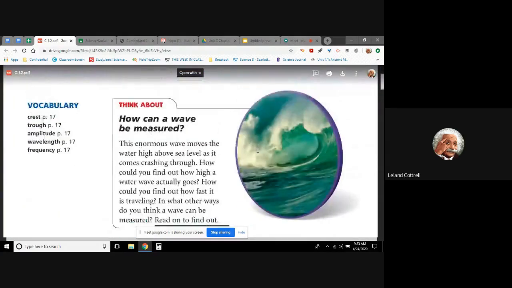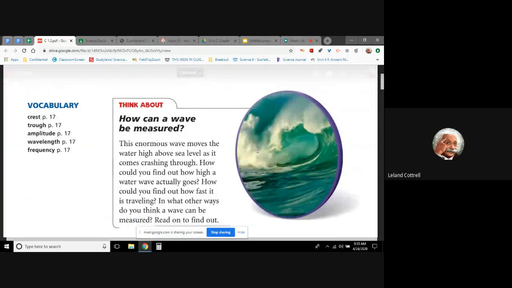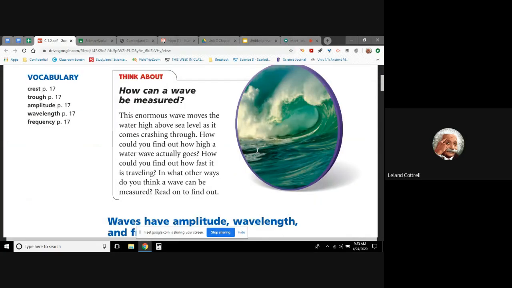To start with, I want you to think about how a wave can be measured. This enormous wave that you see pictured to the right moves the water high above sea level as it comes crashing through. How could you find out how high a water wave actually goes? How could you find out how fast it is traveling? In what other ways do you think a wave can be measured? We're going to read on to find out.